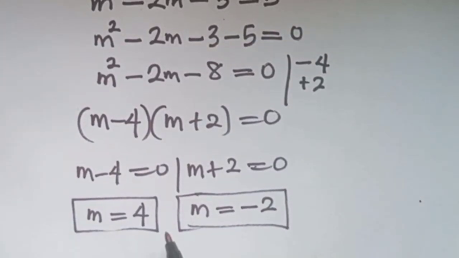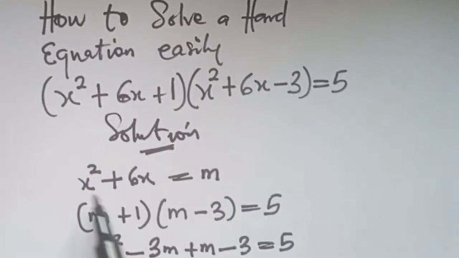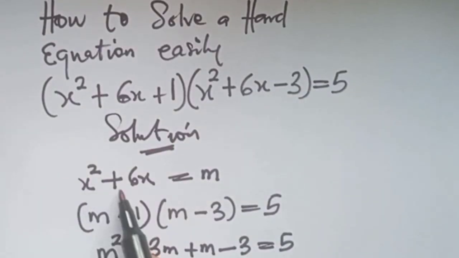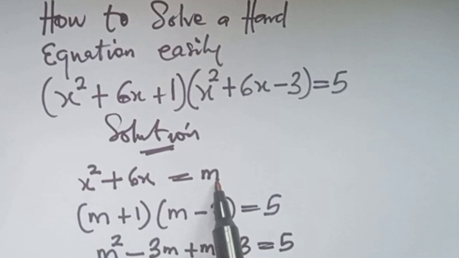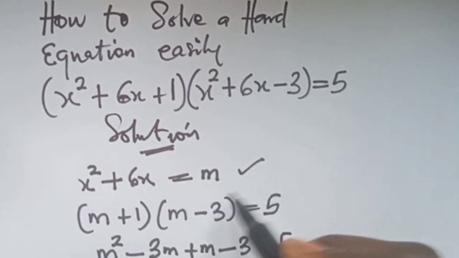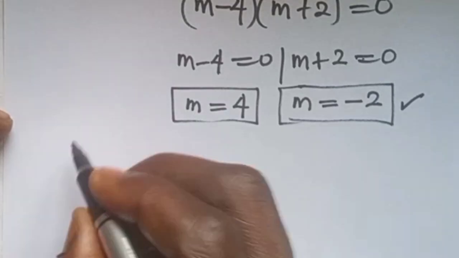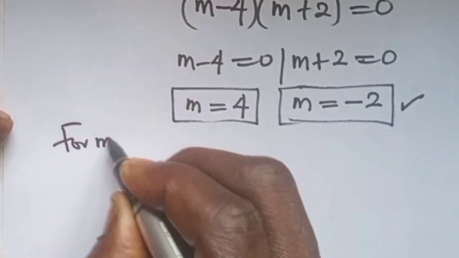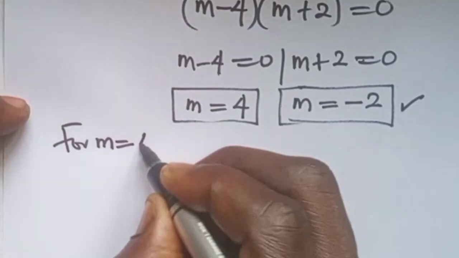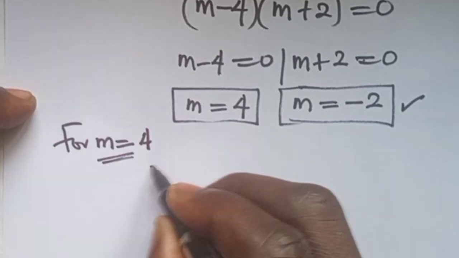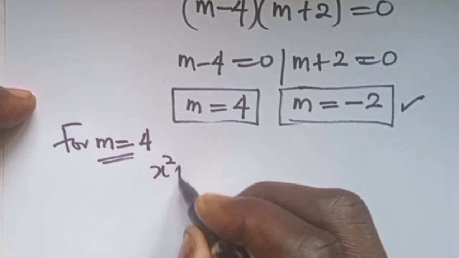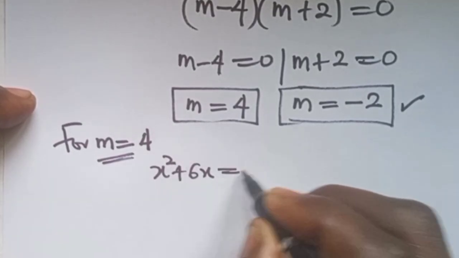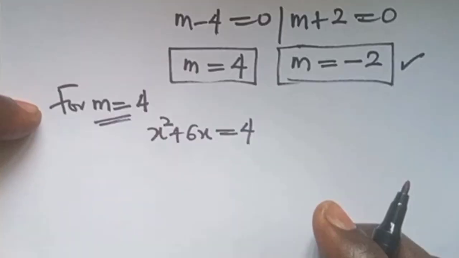But we're not done yet. These are the values for m. But recall that we agreed that x to the power of 2 plus 6x equals m. We're going to substitute our values for m. For m equals 4, we now have x to the power of 2 plus 6x equals 4.